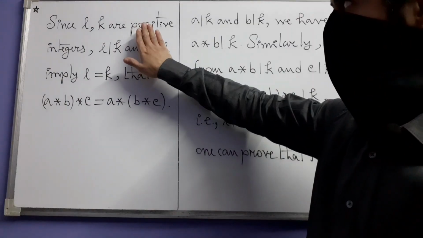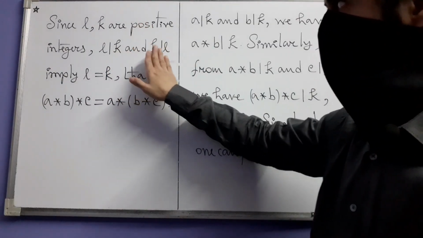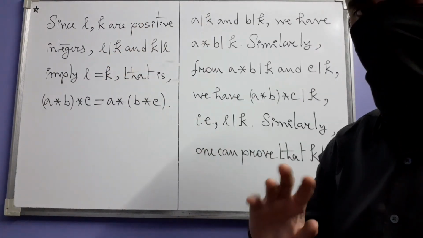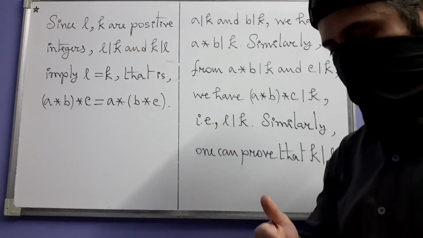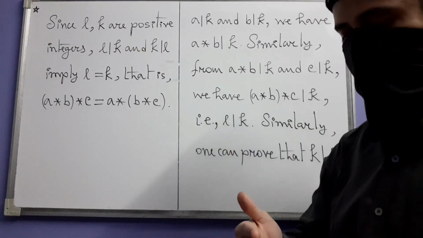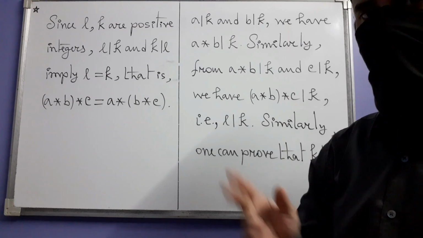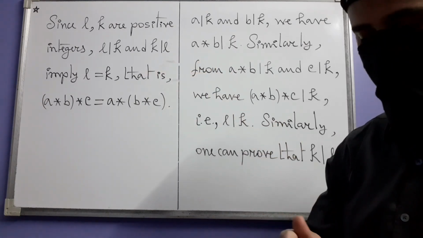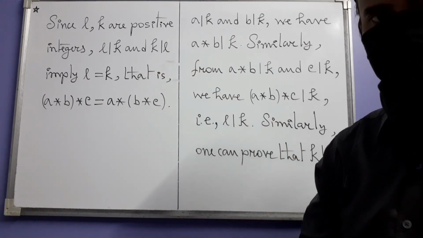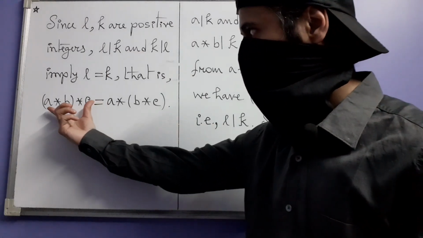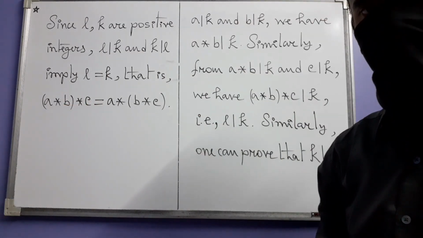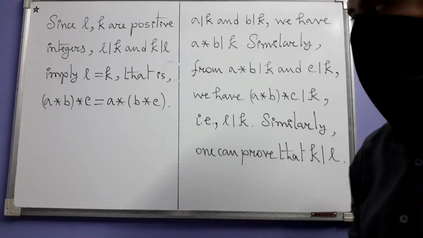If you do not have this positivity and you have two integers, both of which divide each other, then in general you can say only this, that L is either plus K or minus K. But because both are positive now, you cannot have L equal to minus K. That's why this is the only option. But then this is equal to this, and that means associativity.